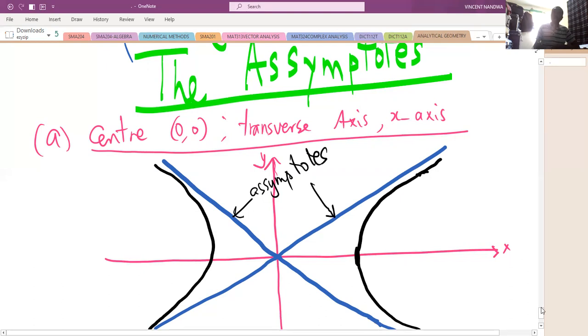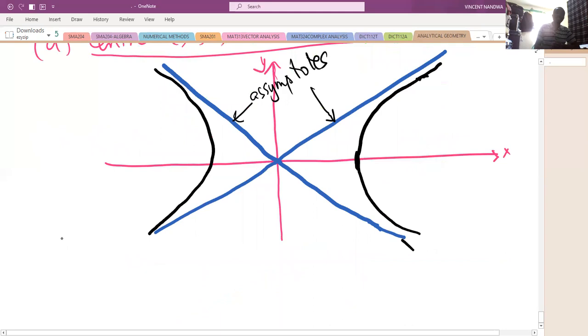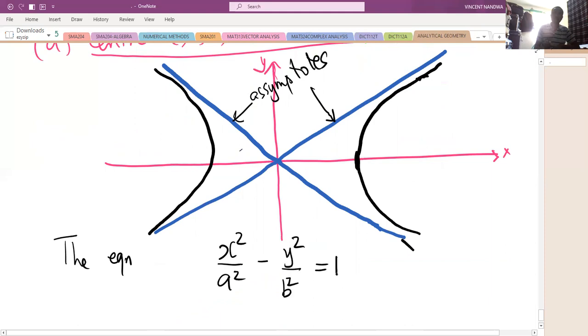So if you remember for this case, the equation of hyperbola is given by x squared over a squared minus y squared over b squared equals 1. And then this might be my f2, this to be my v2, this to be my v1, and this is to be my f1.